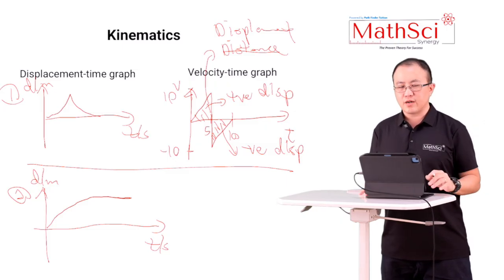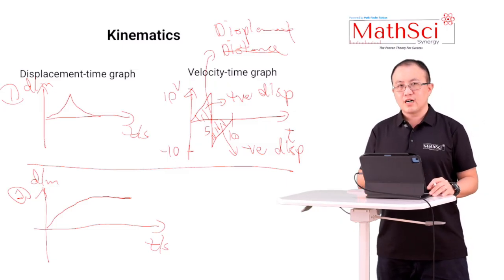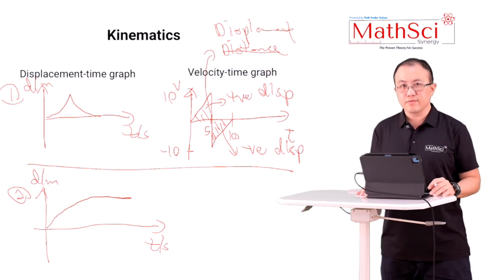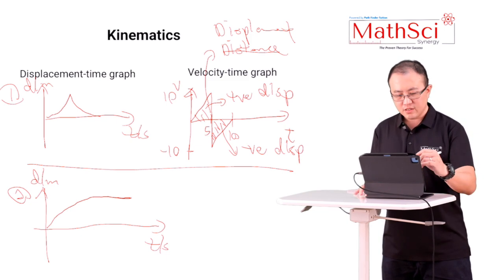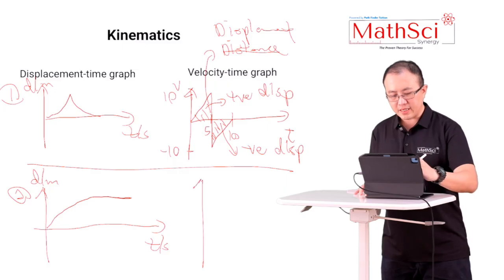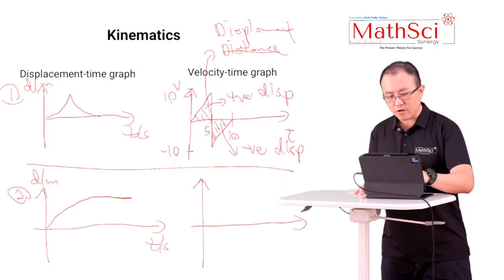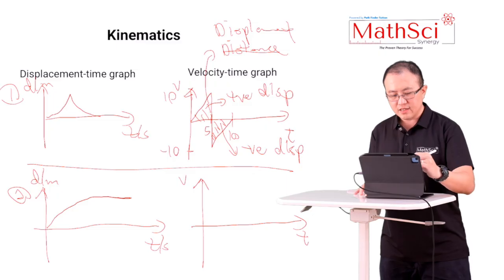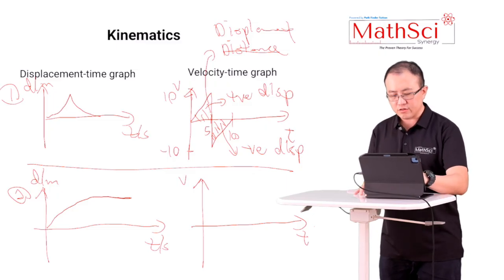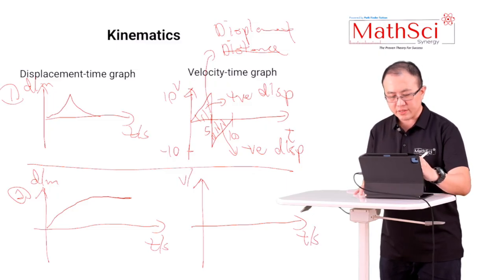Okay, let's go to the next one, which is the displacement time graph. How do we change to the velocity time graph? Once again, take note that the gradient of the graph gives you the velocity, and eventually the gradient becomes 0. If you are familiar with a horizontal line graph, you will know that it tells you the gradient will be 0.